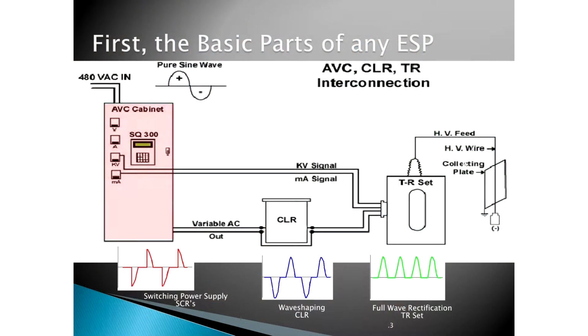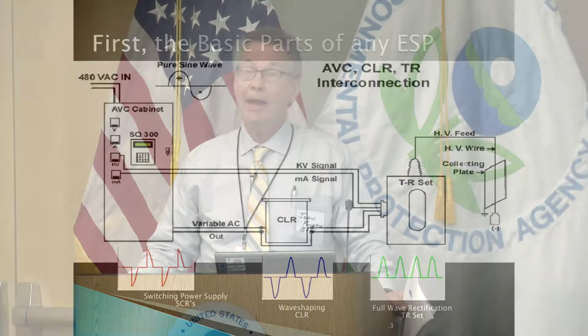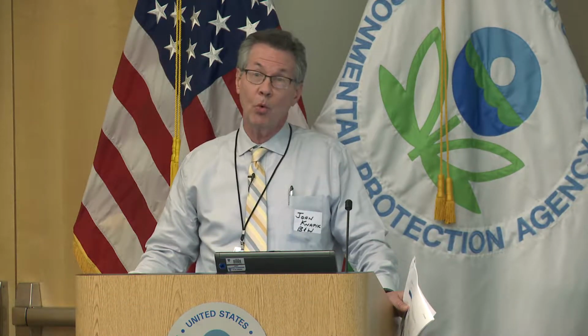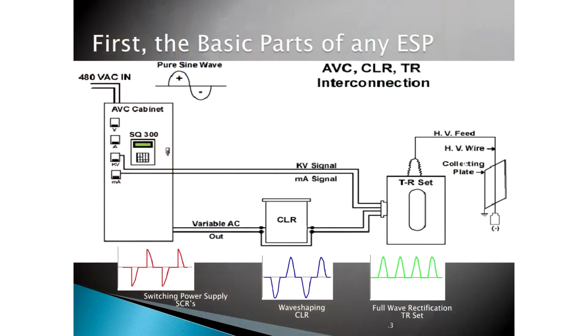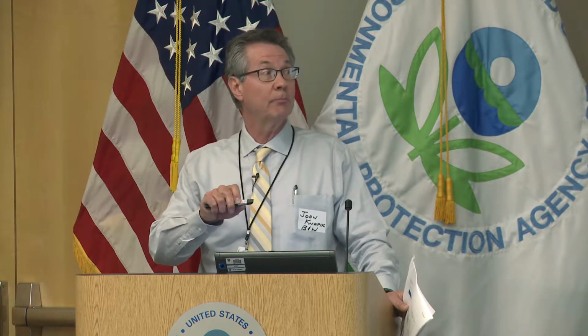Here's the automatic voltage control. So every transformer rectifier set will have an automatic voltage control. The brain actually sees what's happening in the precipitator through the return of the precipitator current called the milliamp signal. So the milliamp signal are the eyes to the automatic voltage control to see what's going on in its portion of the precipitator. Based on what it sees, then it controls the voltage going up to the transformer.